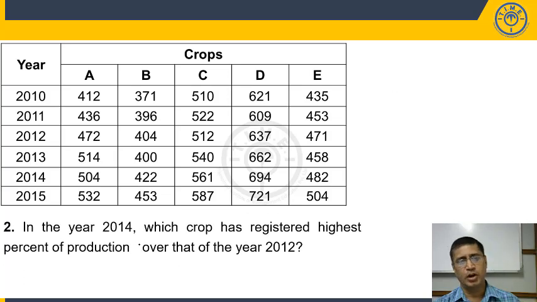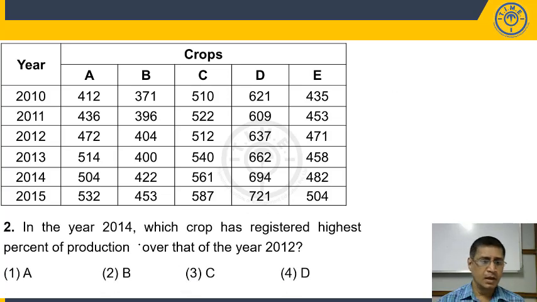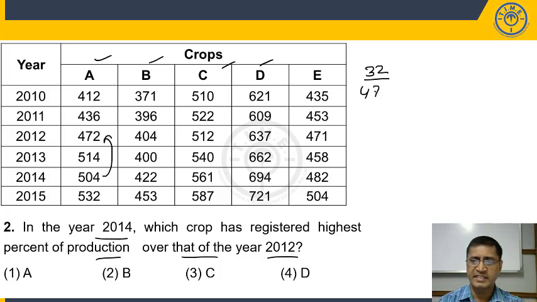Look at the next example on your screen. In the year 2014, which crop has registered highest percent production over that year 2012? So crop A, crop B, C and D. Only we need to check these 4. Now with respect to 2012, just observe this one. How much is the gap between these two? 32 upon 472.